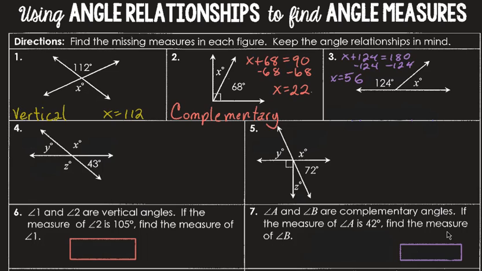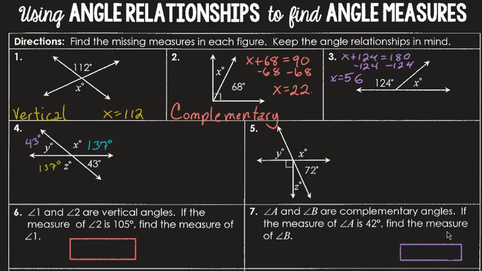Question number 4 is a combination of question 1 and question 3. Because these are vertical angles, if this angle is equal to 43 degrees, y is also equal to 43 degrees. And here we have a linear pair. So 180 subtract 43, as we did in the previous example, 137. And I could use the same method to find angle Z, or use the fact that these two are vertical angles. So 137, 137.